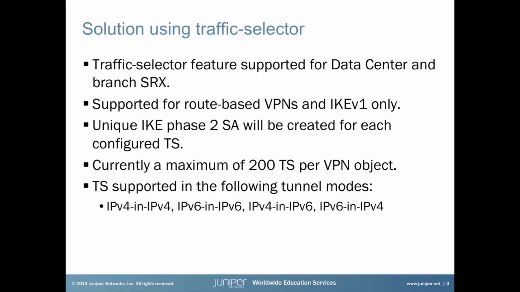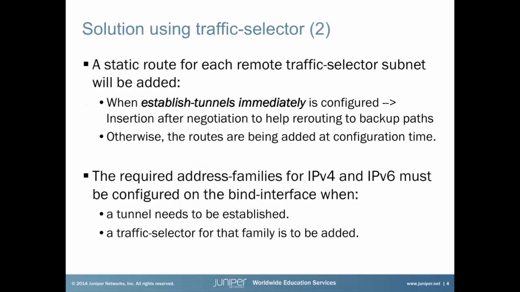The current limitations are that about 200 traffic selectors per VPN tunnel are supported, and only route-based VPNs can be configured with traffic selector. Eventually, a static route for each remote traffic selector subnet will be added automatically in one of two ways. When we configure established tunnels immediately, this will be done right after the phase two negotiations, or otherwise after committing the configuration. When we configure the bind interface, ST0, then all required address families, that is IPv4 and/or IPv6, must be configured either when a tunnel needs to be established for that address family or a traffic selector for a particular address family is configured.